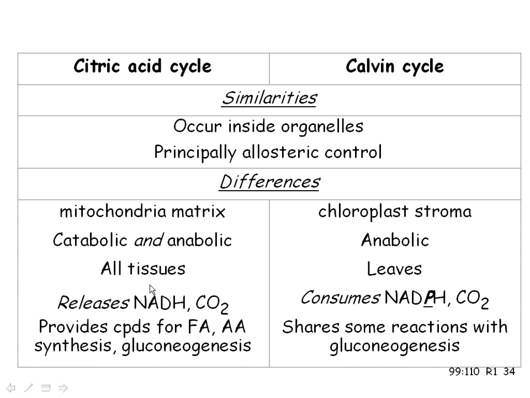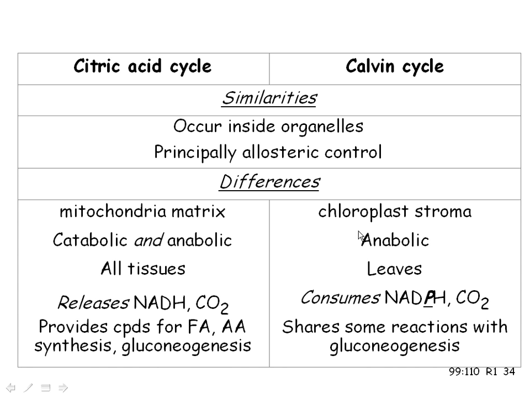One of the points of the citric acid cycle is to release NADH for further energy production in oxidative phosphorylation. But it's amphibolic. It's also going to produce backbones that can be used for fatty acid synthesis or amino acid synthesis, gluconeogenesis. So that's the amphibolic character to it.